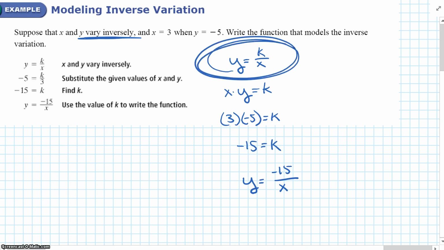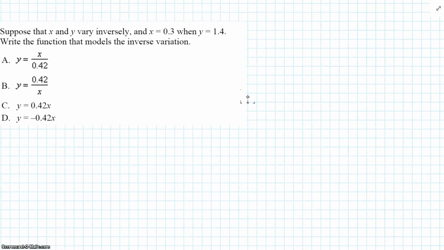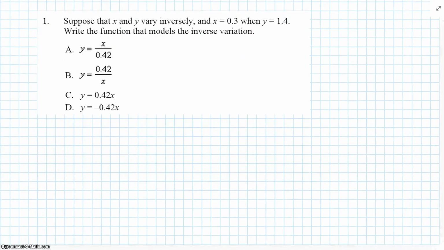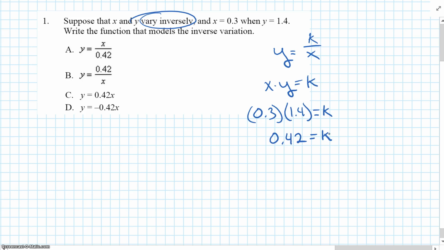Let's go back to that. Suppose that x and y vary inversely. That tells you again inversely, so you can remember this: y equals k over x, or x times y equals k. It gives me an x value of 0.3 and a y value of 1.4. So that's going to equal k. 0.3 times 1.4 is 0.42. So that is our k value.